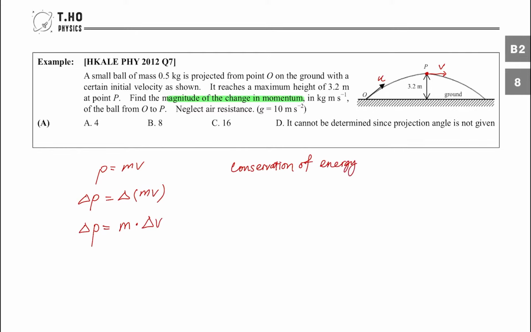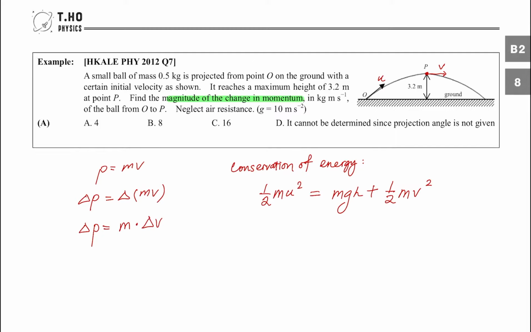By the conservation of mechanical energy, at point O there will be no PE, so we can write down the mechanical energy as 1/2 mu squared. It only has KE. And when it goes to point P, it gains PE, which is expressed by mgh, plus a part of KE because it's still moving, so 1/2 mv squared.